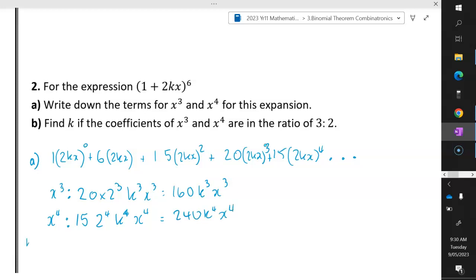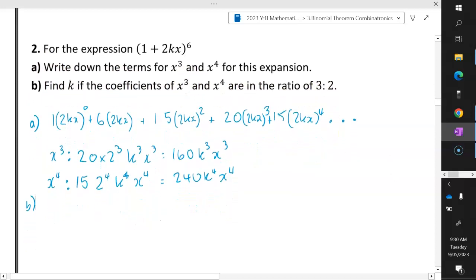That's part A done. Part B wants us to find k if the coefficients of x to the power of 3 and x to the power of 4 are in this ratio. Okay, so I wouldn't be stressing about the find k bit, as you know, that's going to fall out. Let's look at the rest of it. Coefficients is the key word there. Remember, the coefficients are the things that are in front of the x's.